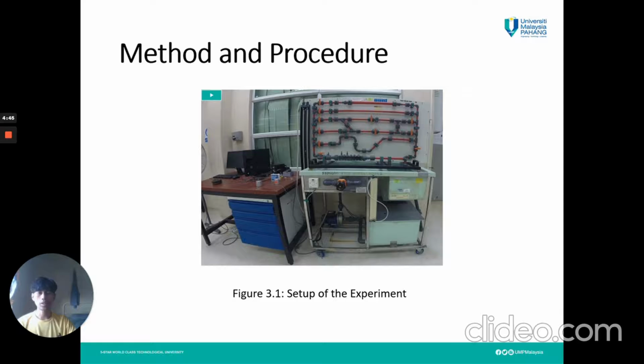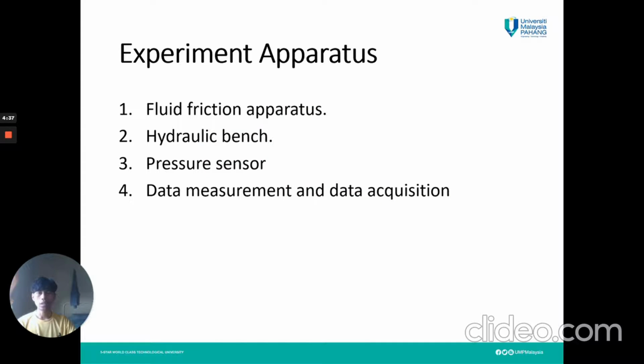Okay, first, method and procedure. This is figure 3.1, the setup of the experiment. Next, I will talk about the experiment apparatus. First, fluid friction apparatus. Second, hydraulic bench. Third, pressure sensor. And lastly, data measurement and data acquisition.